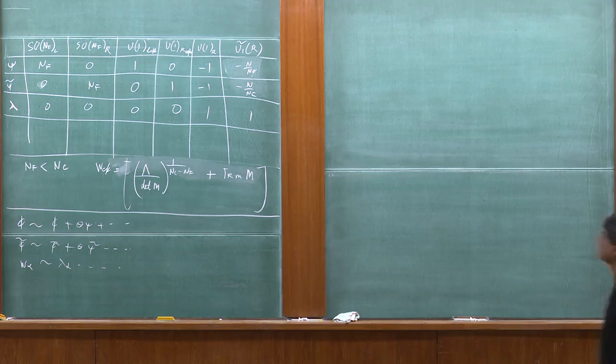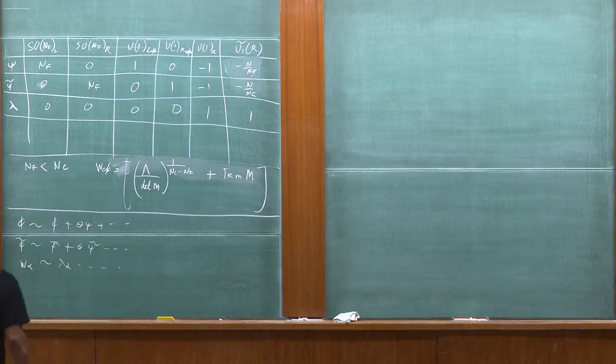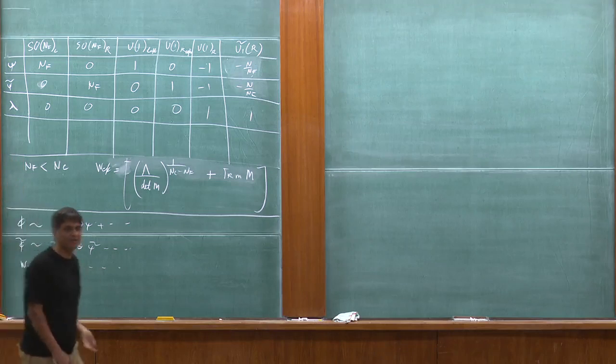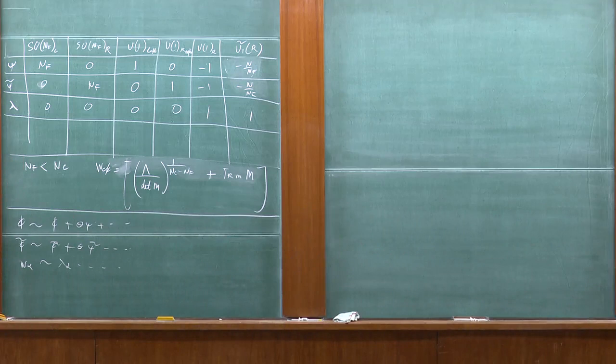Of course, knowing the R charges of these, we can deduce the R charges of the scalars if we want. In particular, the R charge of the scalars phi and phi tilde would be minus N_C over N_F plus 1, because psi and psi tilde had one lower R charge than the scalar field.